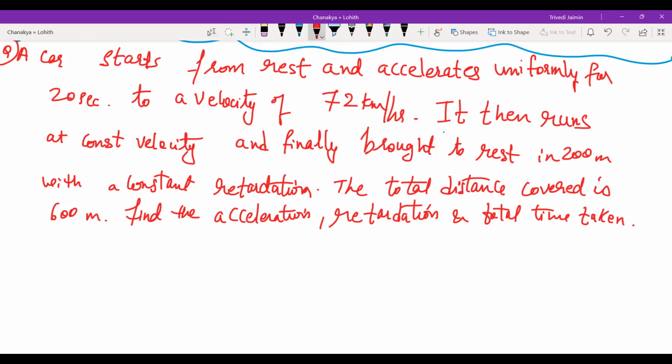So if we find the average velocity of this, we didn't find the retardation yet. Should we find the time first? If it is the same, 200 meters accelerating and 200 meters retarding, that means acceleration is equal to retardation in the negative direction. So plus 1 and minus 1.